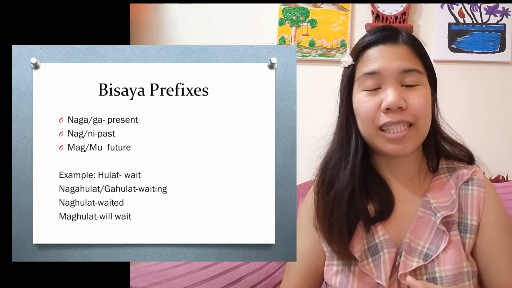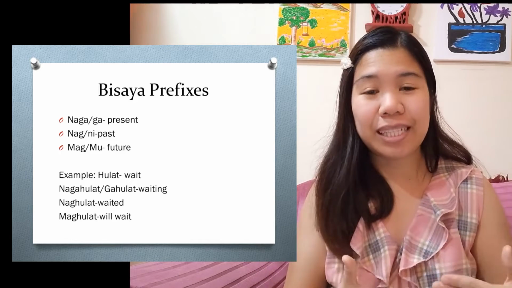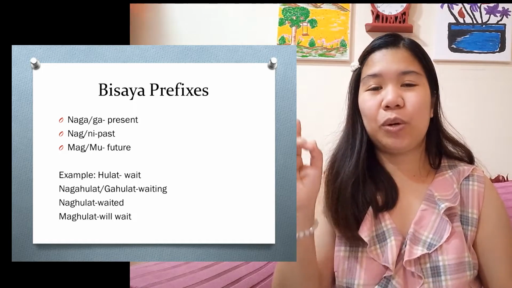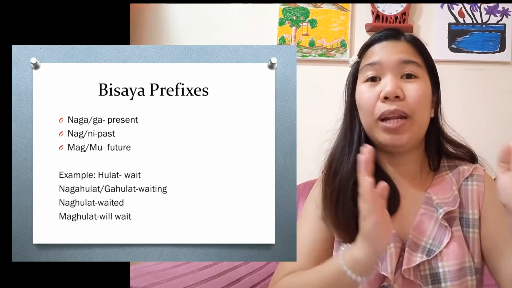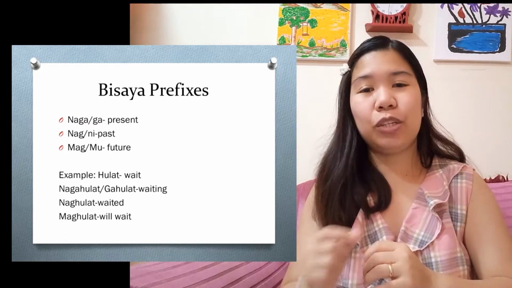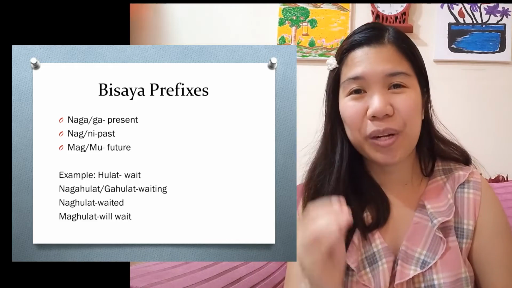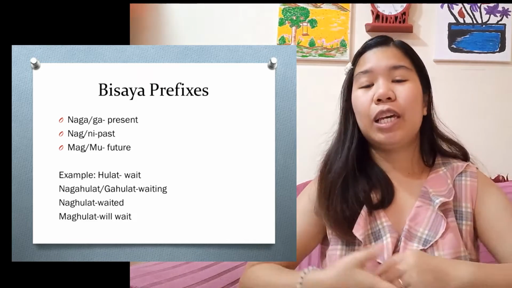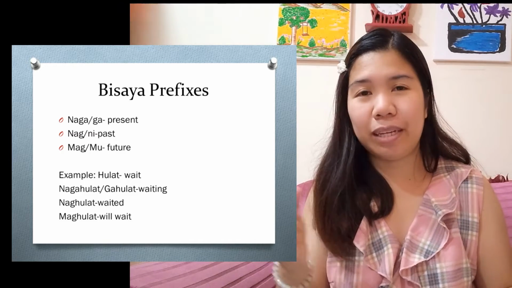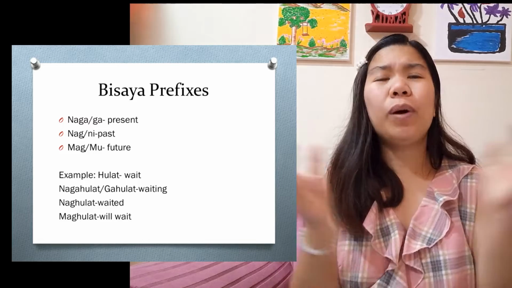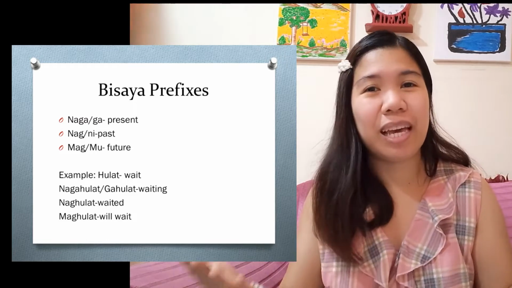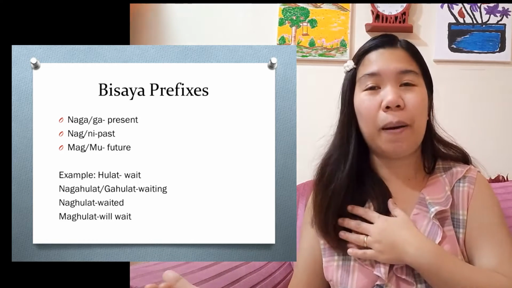If you want to construct a sentence with hulat in the present tense, you can add naga or ga. So nagahulat or gahulat, waiting. If you wanted to make it in the past, you could add nag: naghulat, so waited. If you want to make it in the future, you could say maghulat. You added mag, will wait. Now what about gi? Okay, what is gi? You didn't teach us about gi in your previous grammar videos.